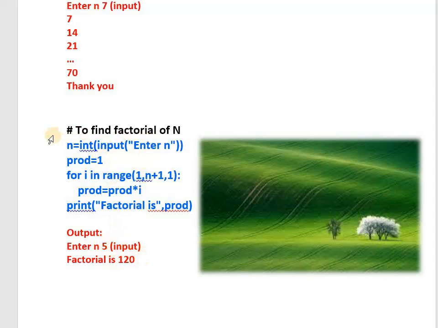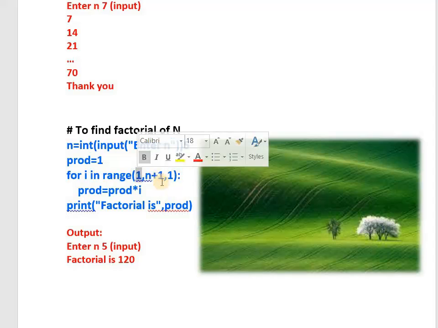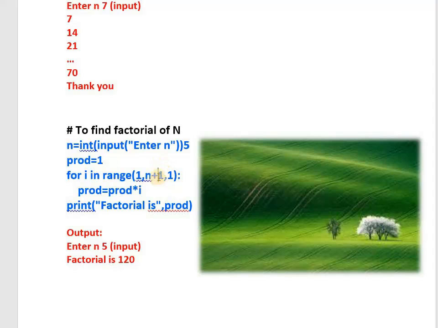We read n. Assume that the entered n is 5. It will generate the numbers from 1 to 5. See here, the starting value is 1, the stop value is n plus 1. Why have I taken n plus 1? Because 5 plus 1 is 6, and 1 to 6 means we get only 1 to 5. Every time addition of 1.